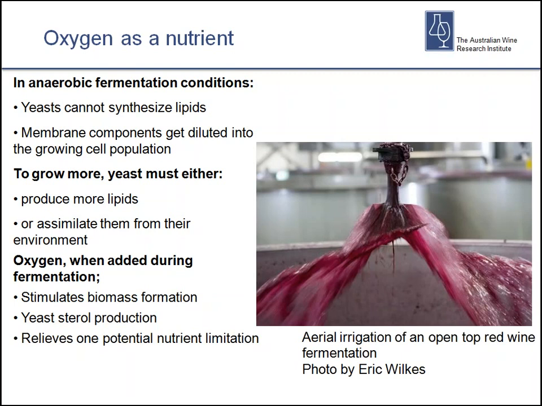Oxygen, when added during fermentation, stimulates biomass formation through its ability to allow yeasts to manufacture their own sterols, and this relieves one potential nutrient limitation. At the most basic level, oxygen can be made available to yeasts by aerobic pressing and vigorous tank transfers. Dissolved oxygen in these cases can be as high as 3 mg per litre immediately following these operations. So if musts are inoculated directly into these conditions, yeasts will compete with the chemical reactions around them for the available oxygen.